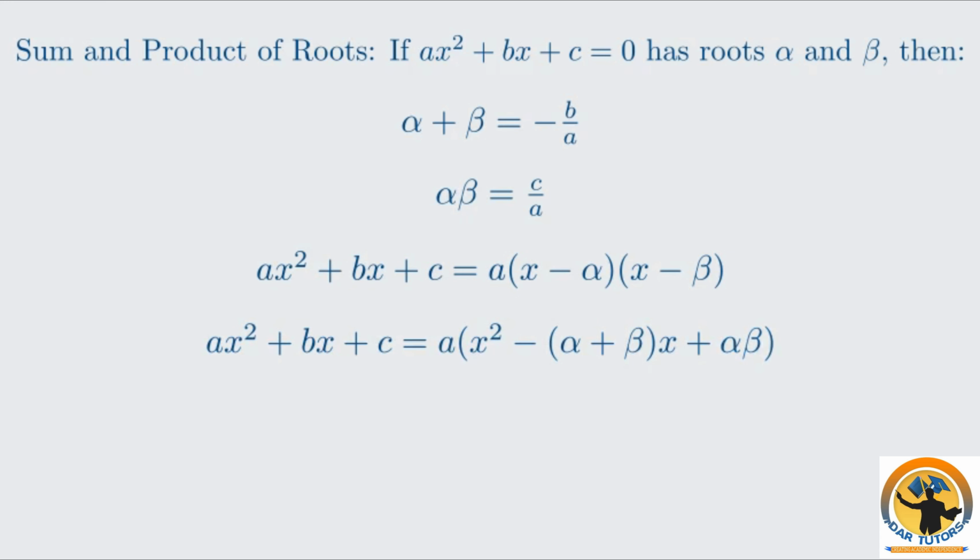Dividing both sides by a, we get x squared plus b over a times x plus c over a equals x squared minus the sum of the roots times x plus the product of the roots. By equating the coefficients of x and the constant terms on both sides, we get our formulas.